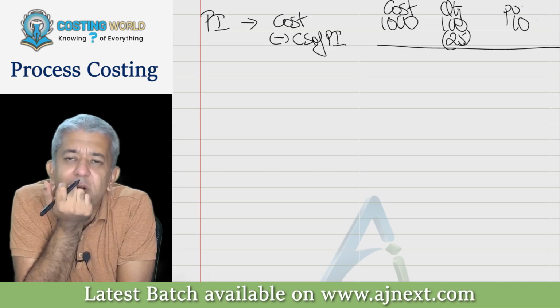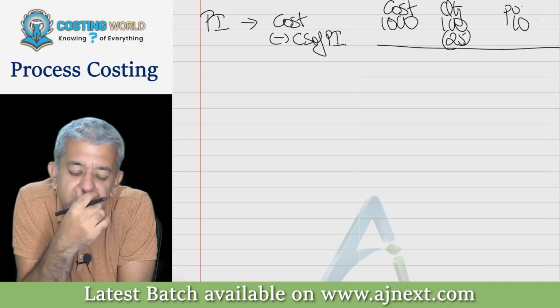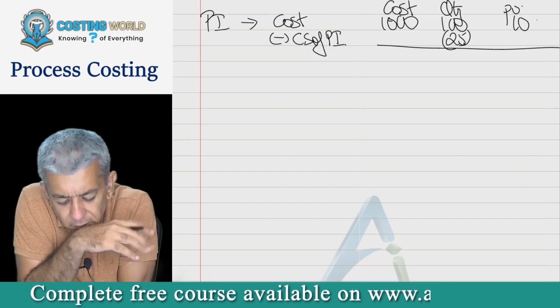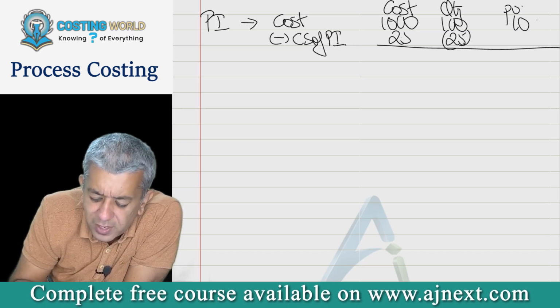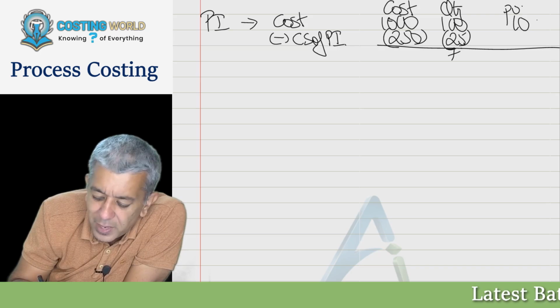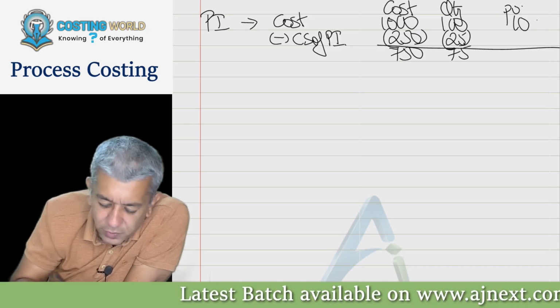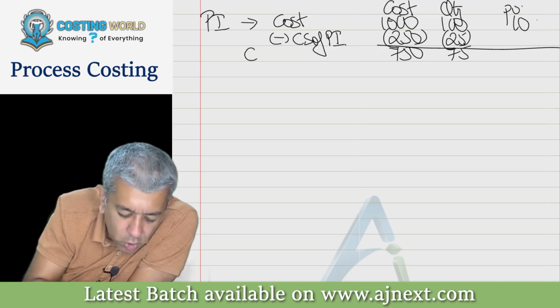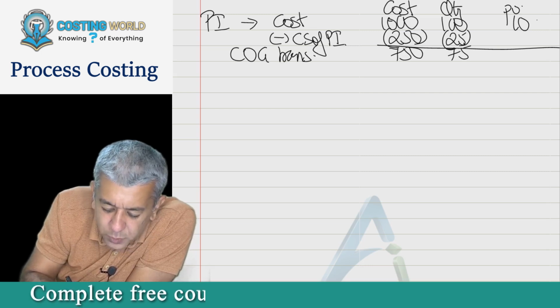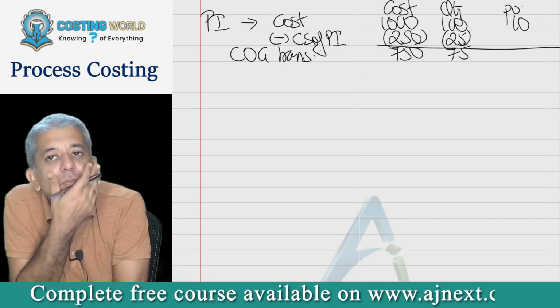Tell me one thing, what is the cost per unit of process 1? 10. So therefore 25 units will get valued at what particular rate? 250. Can we say the remaining 75 units and 750 over here represents the cost of goods transferred to the next process? Is that all okay? Yes, sir.